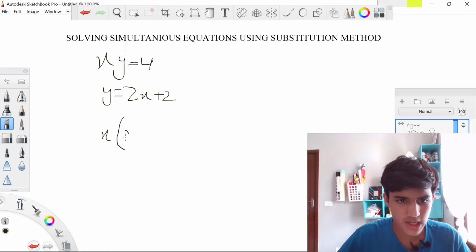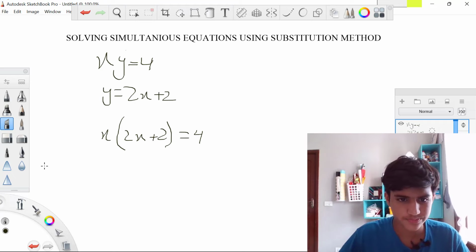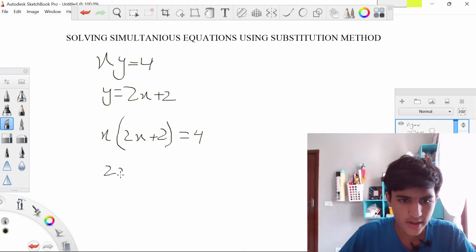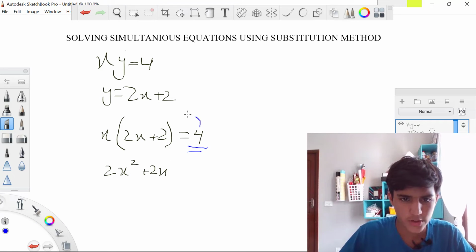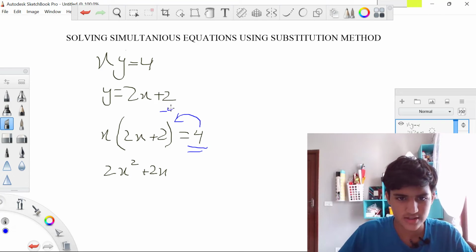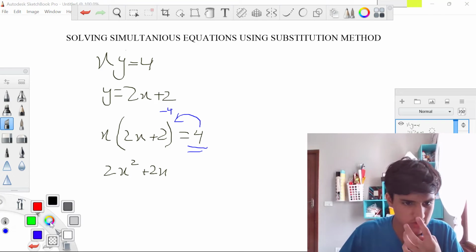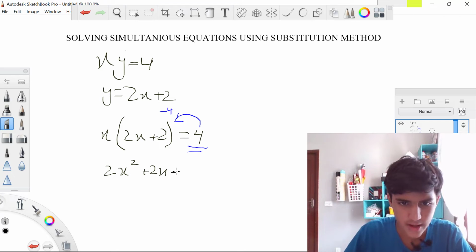x times 2x plus 2 is equal to 4. 2x squared plus 2x if I open the bracket, and this number we're going to bring to the other side as minus 4. So we will have the equation 2x squared plus 2x minus 4 is equal to 0.